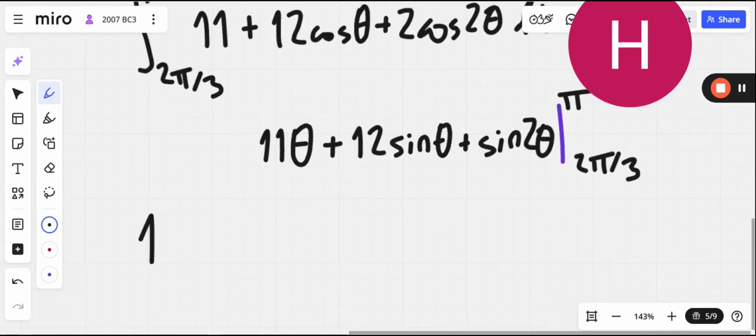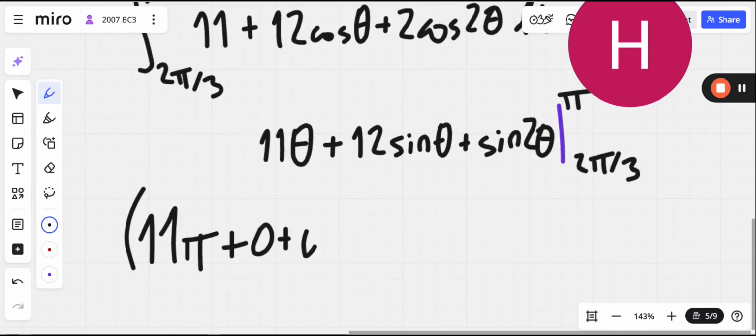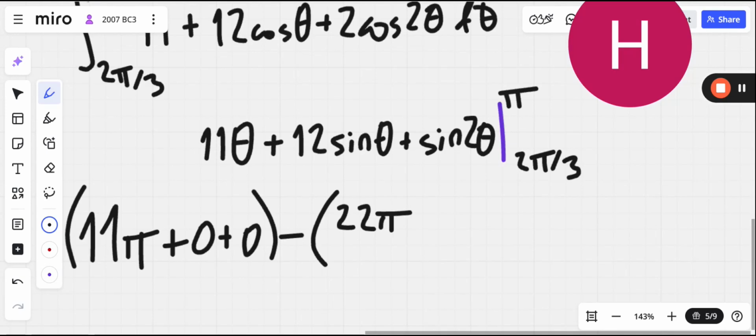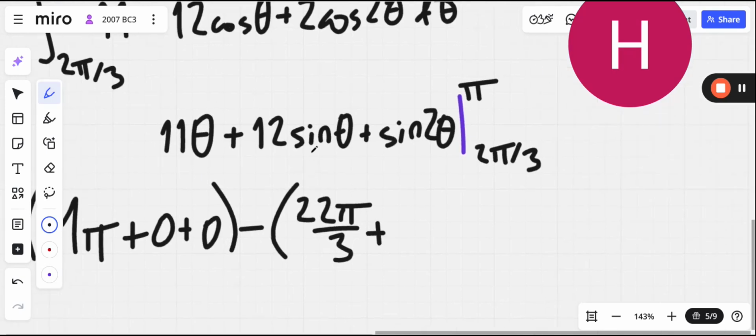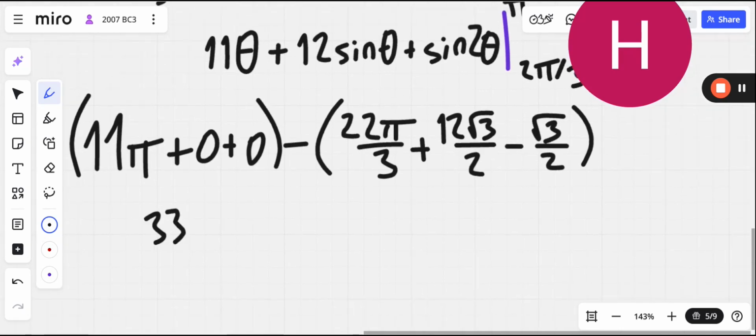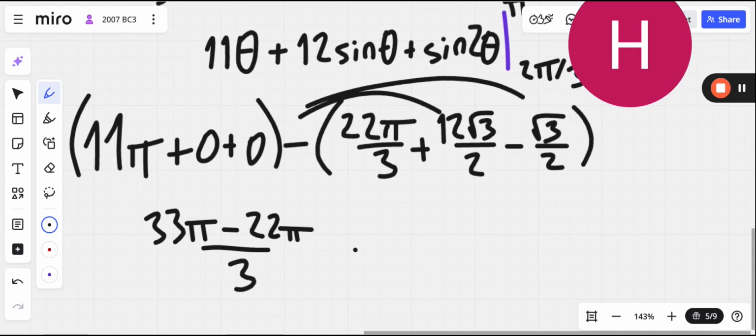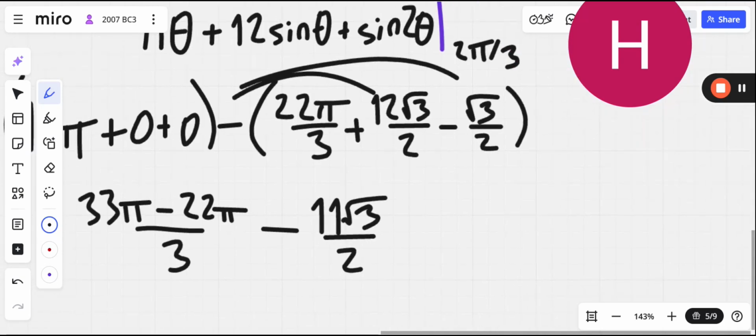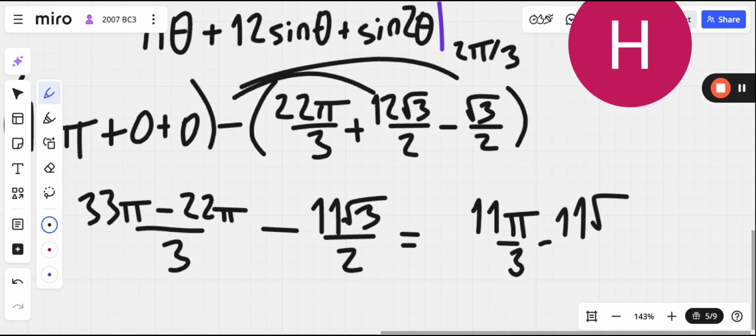So let's plug in pi, and everything's really nice here because 11 pi is the only thing that remains, plus 0, minus 22 pi over 3, plus, let's see, sine of 2 pi over 3 is rad 3 over 2. So we'll have 12 rad 3 over 2. And then sine of 2 times 2 pi over 3 is sine of 4 pi over 3. That's a negative rad 3 over 2. So all of this, since this is 33 pi over 3, and let's see, distribute those negatives, so this is going to turn into plus rad 3 over 2, but minus 12 rad 3 over 2, for a total of minus 11 rad 3 over 2.